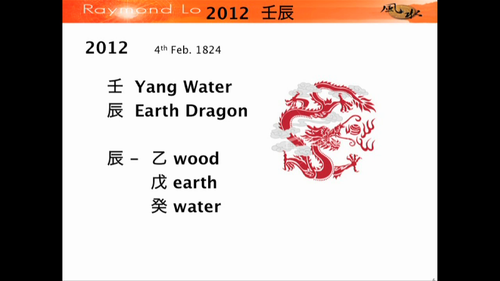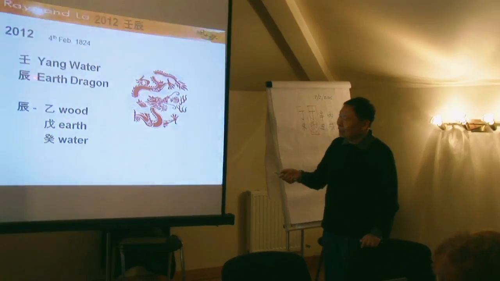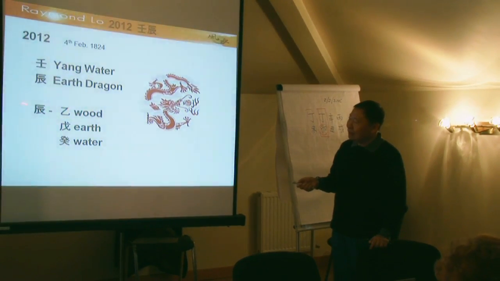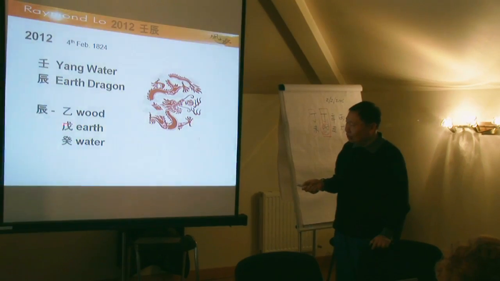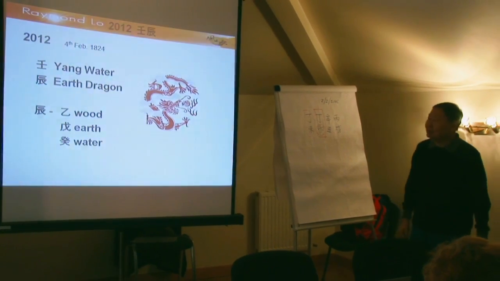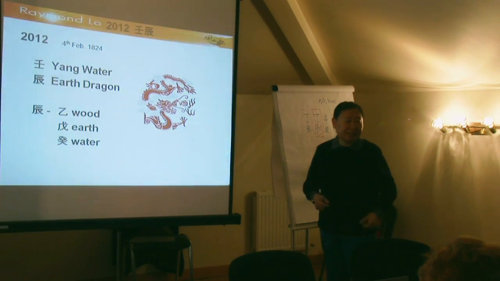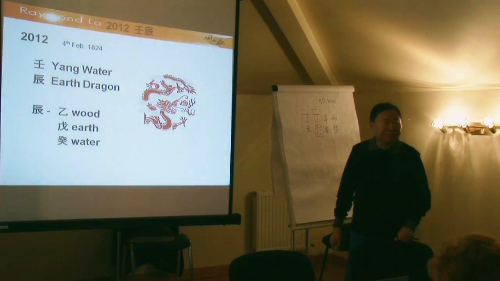And then underneath is the dragon. The dragon is considered to be a strong earth element. And inside the dragon, we also have hidden elements. It has wood, it has earth, it has water. So basically, we also call the dragon the storage of water.